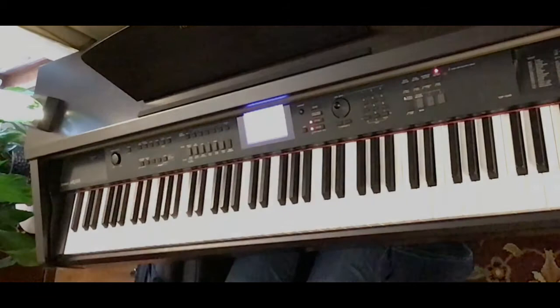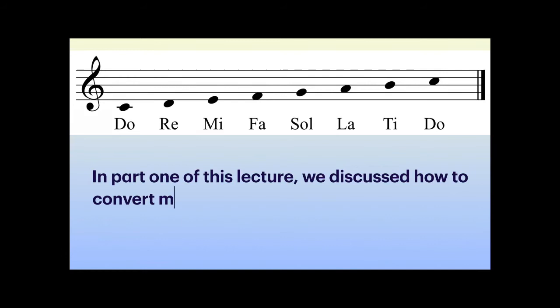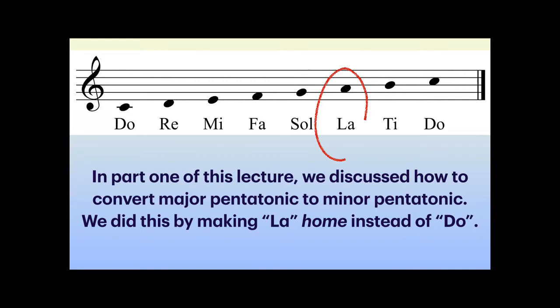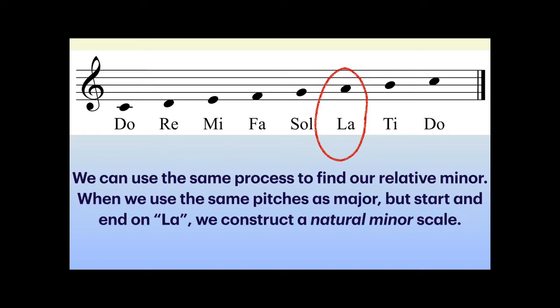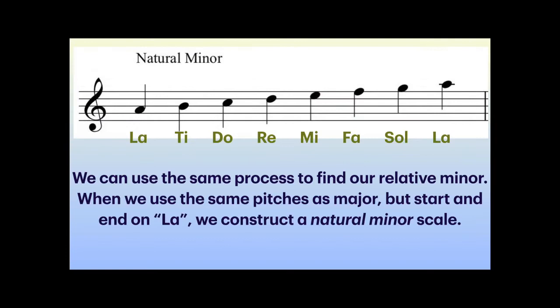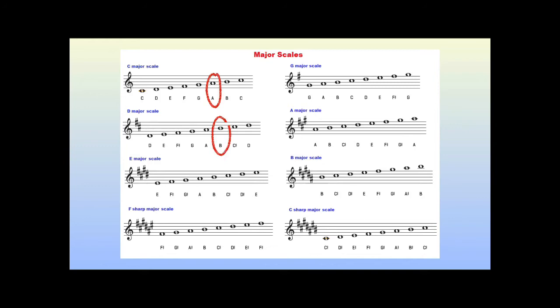In part one of this lecture, we discussed how to convert major pentatonic to minor pentatonic. We did this by making la home instead of do. We can use the same process to find our relative minor. When we use the same pitches as major, but start and end on la, we construct a natural minor scale. If we take our sixth scale degree from any of the major scales on this page and make that tonic or home instead of do, this will give us a natural minor scale.